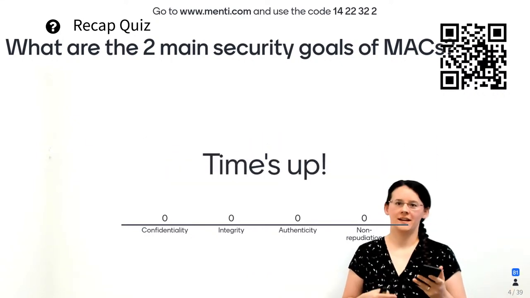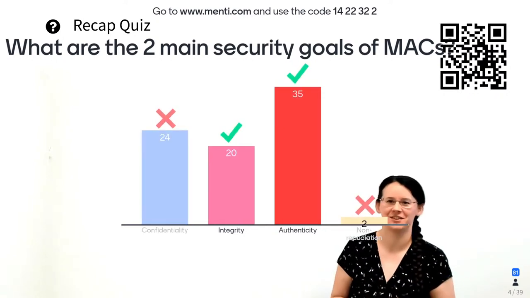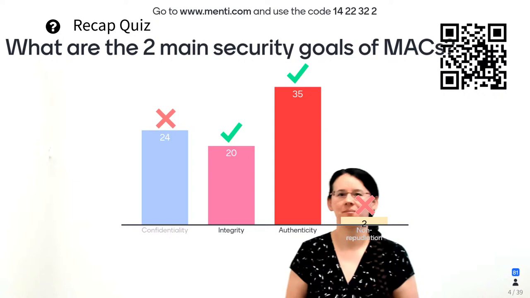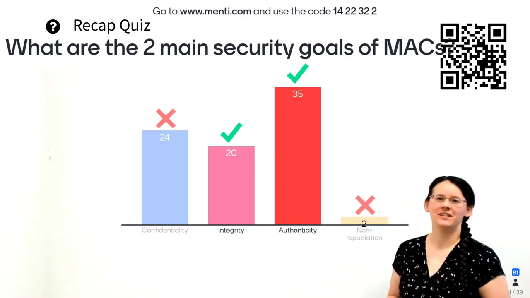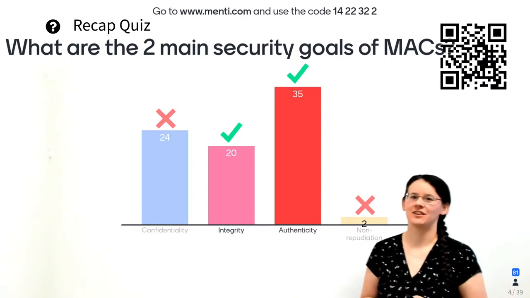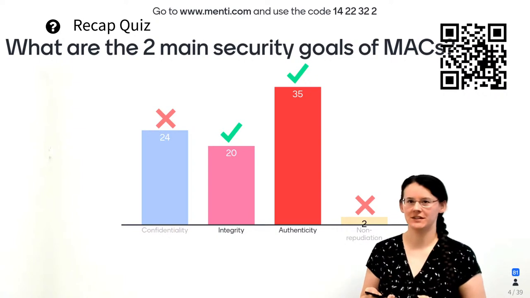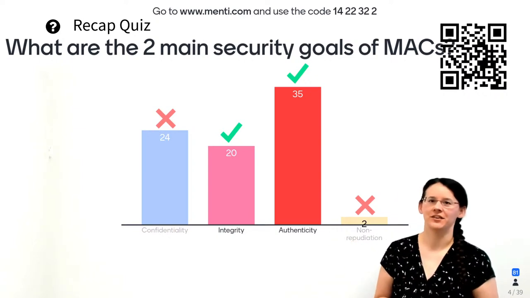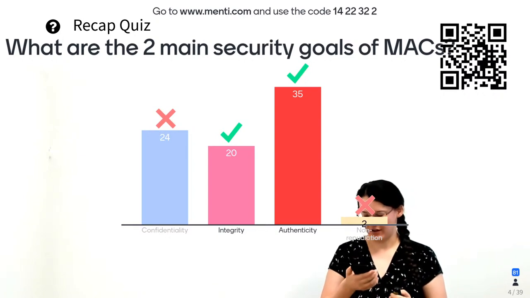So 3, 2, 1, and time is up. Let's have a look at what you voted. Oh, this is a pretty torn result. Here, which is something I forgot to say, I'm sorry about that, in all of the quiz questions you can actually vote for multiple correct answers. So what are the two main security goals? In this case, the correct answers are integrity and authenticity.